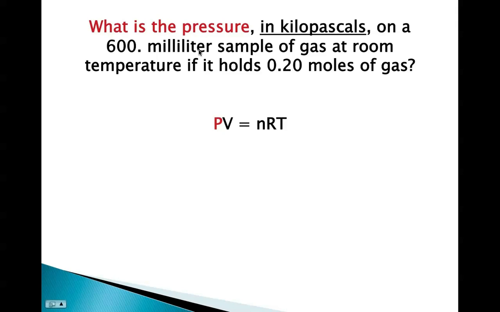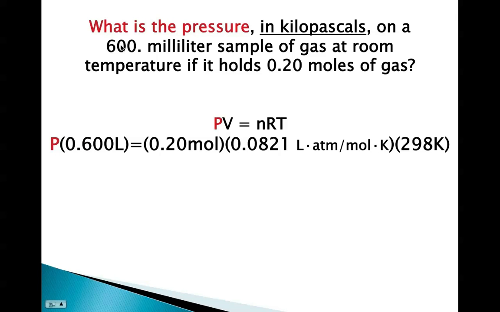So using our formula, PV is equal to nRT, you can see that we've taken 600 milliliters and I've changed it into liters, so 0.6. I basically divided that by 1,000, or you could set up a conversion factor. We have our number of moles, which is N, our universal gas constant R, and then our temperature, which was already 298, which at room temperature, remember, is 25 degrees Celsius.